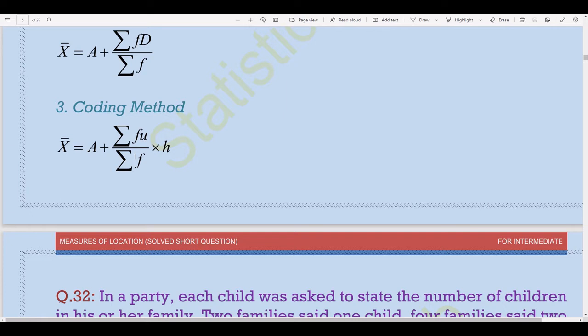In case of ungrouped data, it is the total number of observations. Frequency is also the total number of observations, but you categorize them in a group, so it is called frequency and sum of f. Multiply by h. H is the class interval. So the formula for group data, here in front of your screen, x bar is equal to a plus sum of f u over sum of f multiplied by h.